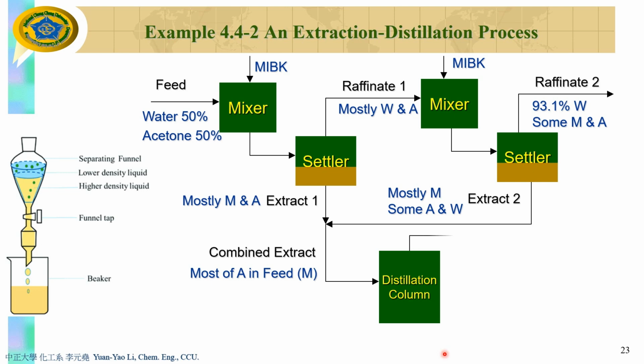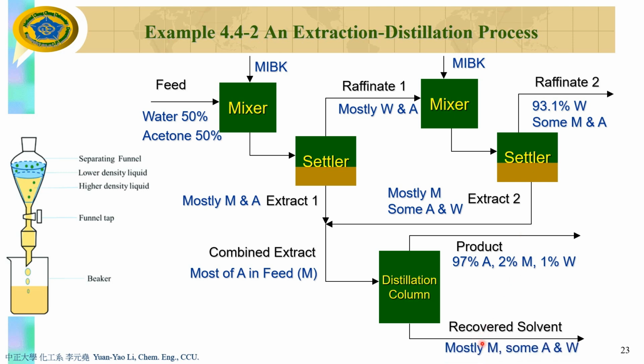Okay, in this case, because of the huge differences in boiling point between acetone and MIBK, you can have acetone in the top stream, and then as a product, and then you can have MIBK in the bottom stream. So mostly MIBK, some of them acetone and water. So in industry, you don't get 100% purity, but this is probably good enough for the industrial process.